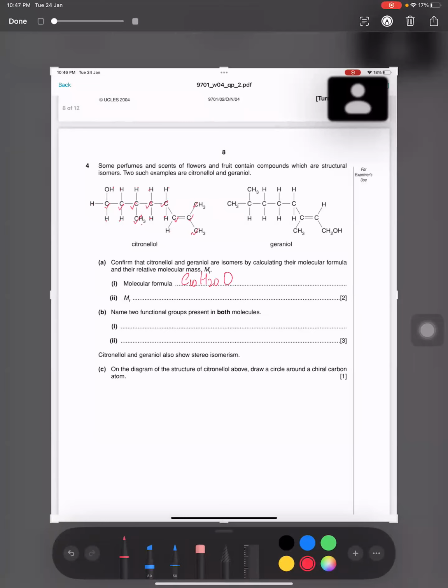तो बच्चों यही आंसर आ रहा है आप सबका C10H20O, या मैंने गलत कर दिया है? Yes sir, यही आंसर आ रहा है. यही आंसर आ रहा है आप लोगों का, गुड हो गया.